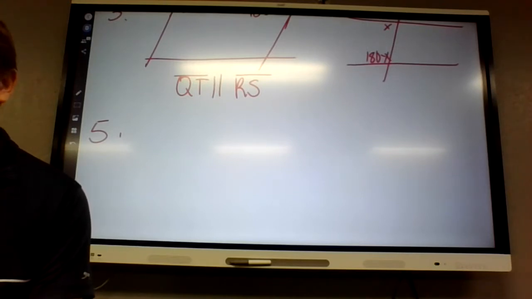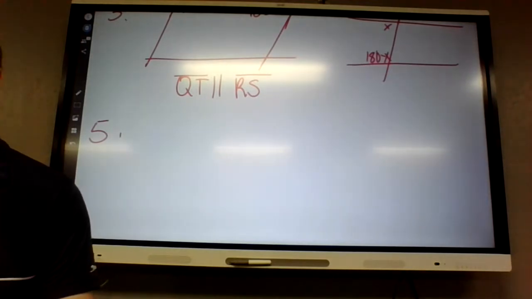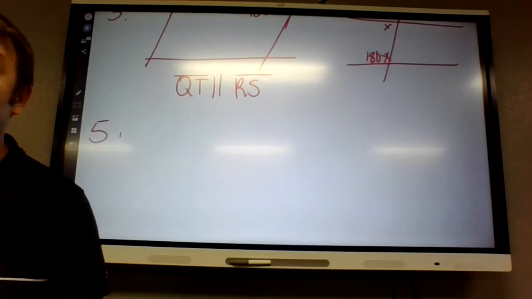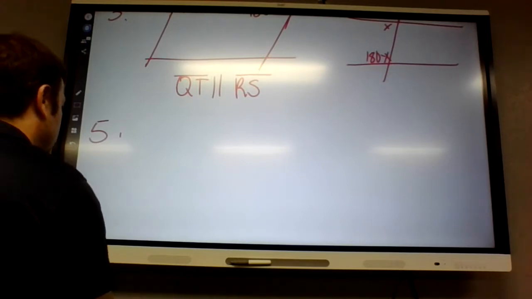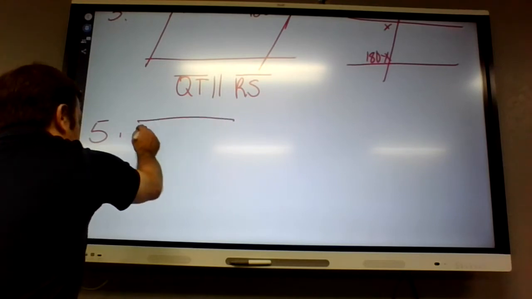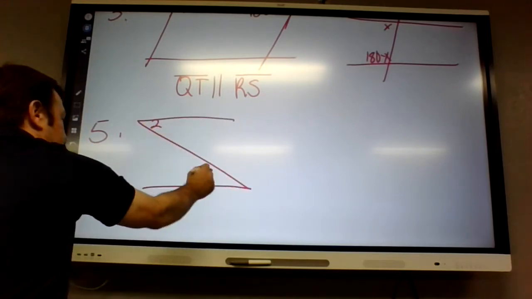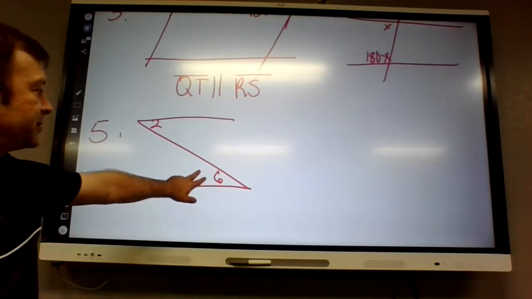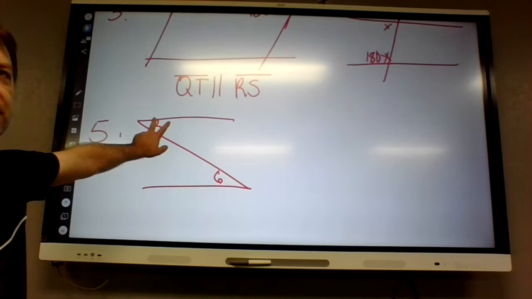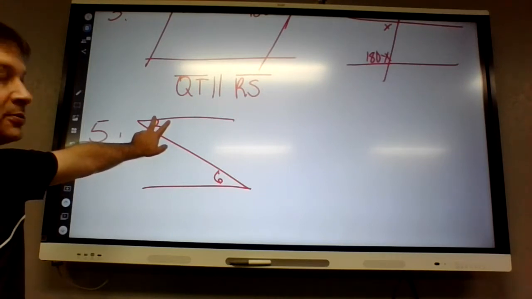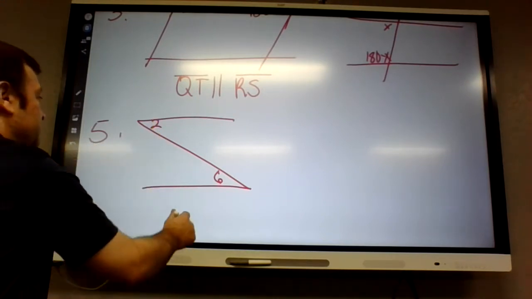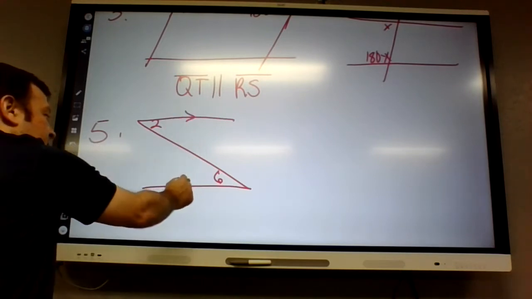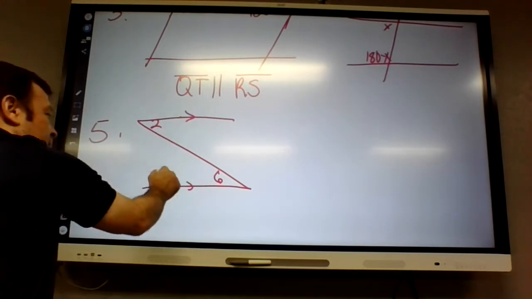So on number 5, it says angle 2 is congruent to angle 6. What I'm going to do is just draw those lines to make those two angles. You guys know what the drawing would look like? That. There's 2, there's 6. What kind of angles are these? Alternate interior, yes. Alternate interior, between these two lines. So if they are congruent, these two lines would have to be parallel.